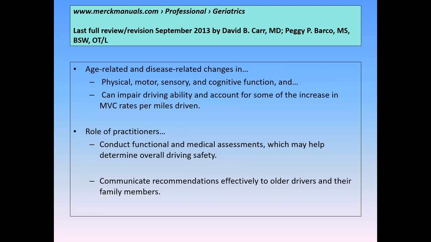Why does this occur with the older people? Well, you have age-related, disease-related changes in physical, motor, sensory, and cognitive functions, and those can impair driving ability and account for some of the increases in motor vehicle crash rates per mile that is driven. And your role is someone who's going to assess the ability to continue maintaining the license or even reclaiming your license in older individuals.